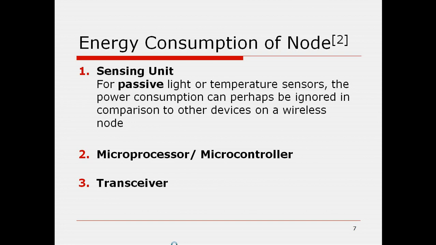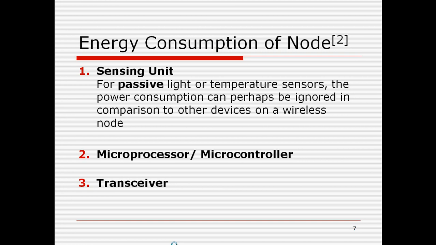Energy consumption of a node. Most probably these sensor nodes are battery operated, and once the battery is totally drained, the node is no more of use. So battery lifetime is very important in sensor network. So energy consumption of a node is in the sensing unit, microprocessor and transceiver, as we have seen.